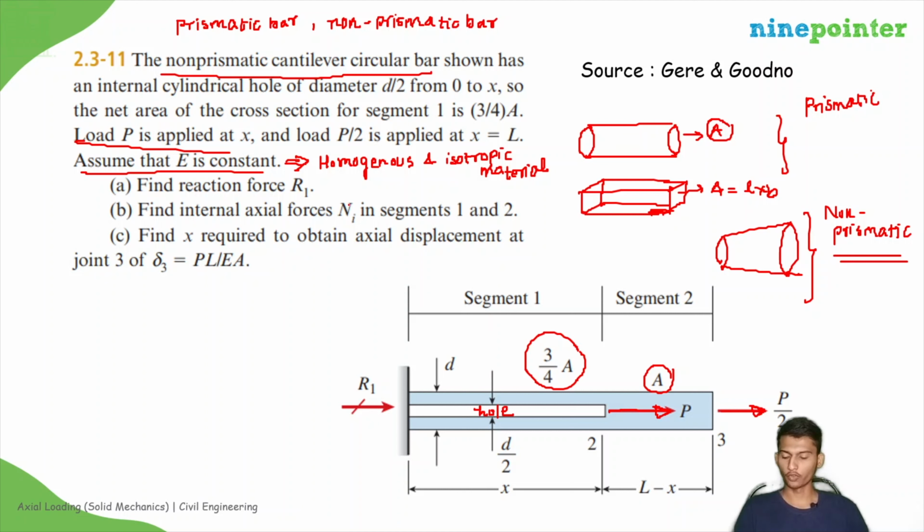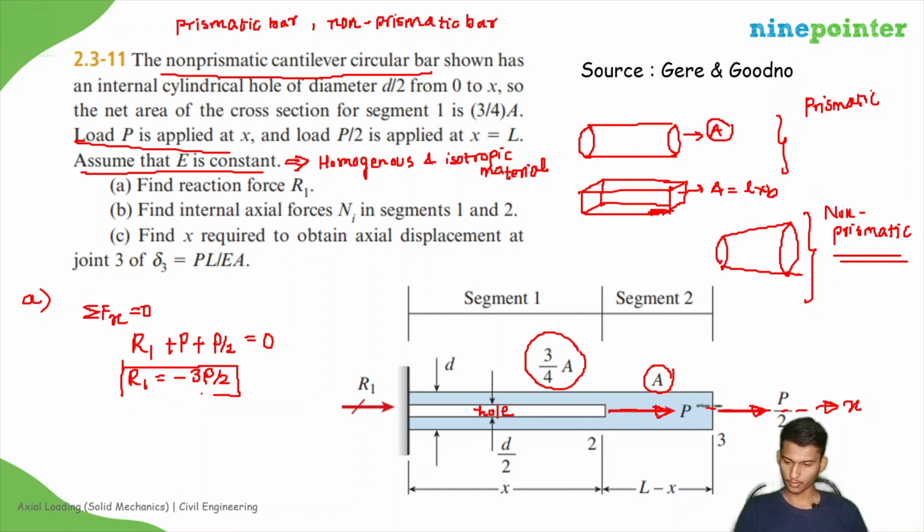Part A, find reaction force R1. For reaction force, as this is fixed to the support, whatever load you may apply, it will be in equilibrium, right? So you can use the equilibrium equation. Sigma Fx is equal to 0. This is part A. Suppose you say this is the positive x direction, then R1 plus P by 2 is equal to 0, right? So R1 is equal to minus 3P by 2. 3P by 2 is the answer for part A.